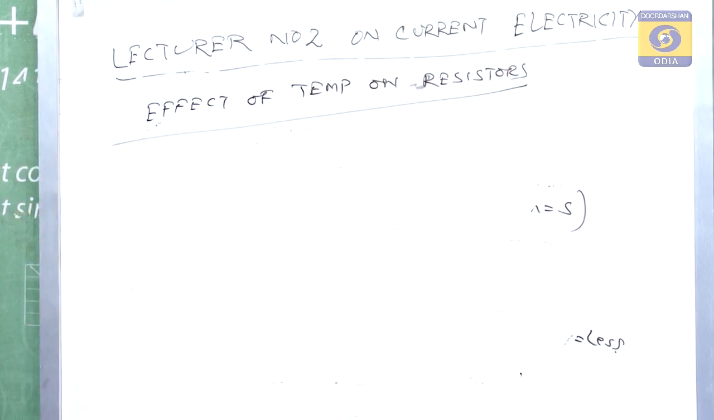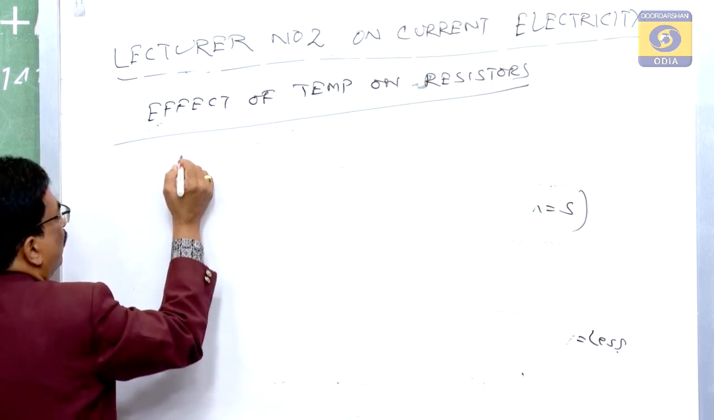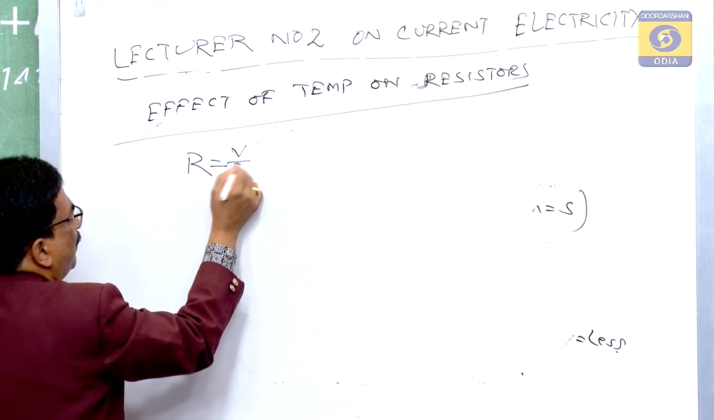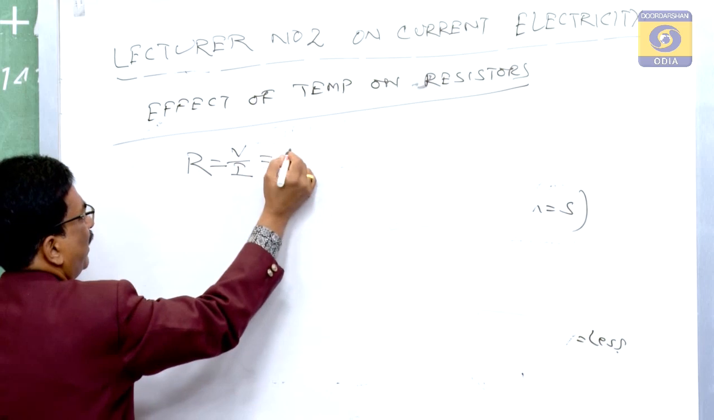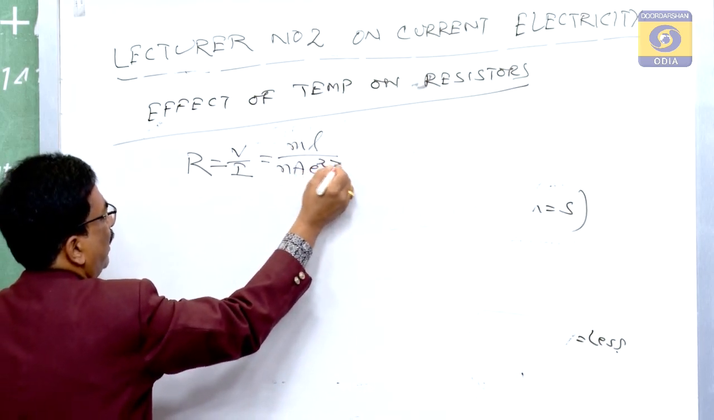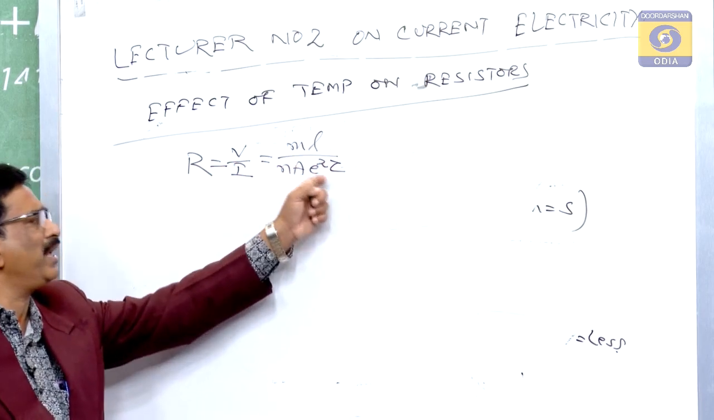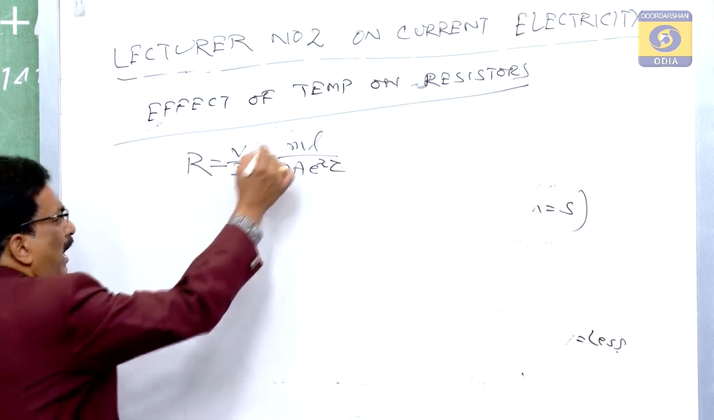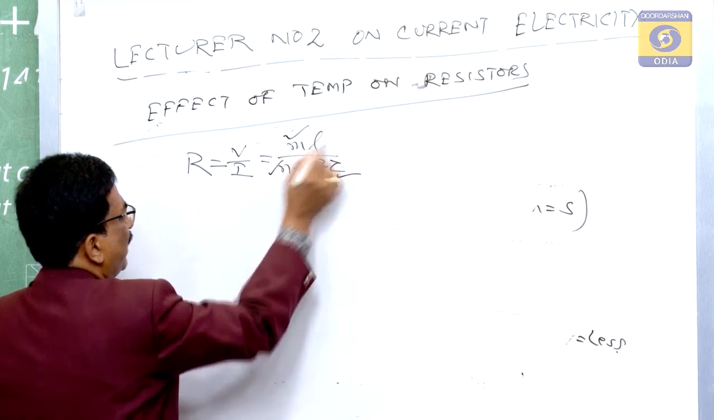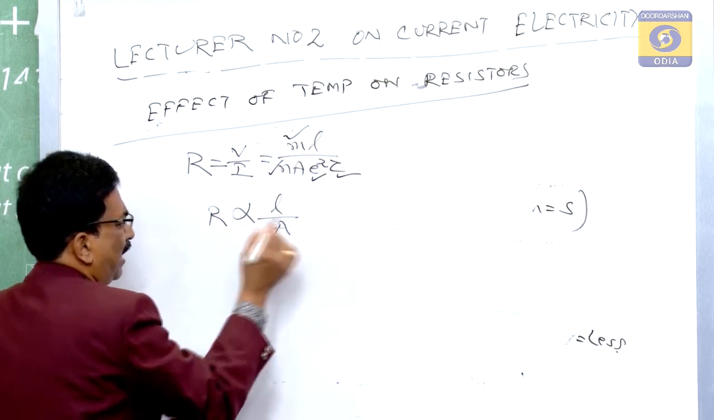Effect of temperature on the resistor. As we discussed in the earlier class, the resistance R is equal to V by I. That R we have written as R = ml by nAe²τ. I wrote in the last class R is equal to ml by nAe²τ. Here m, n, e, τ are constants, and therefore R is proportional to L and inversely proportional to A.